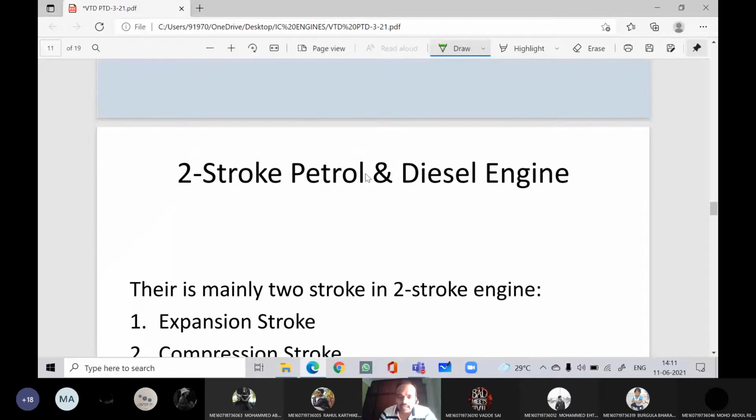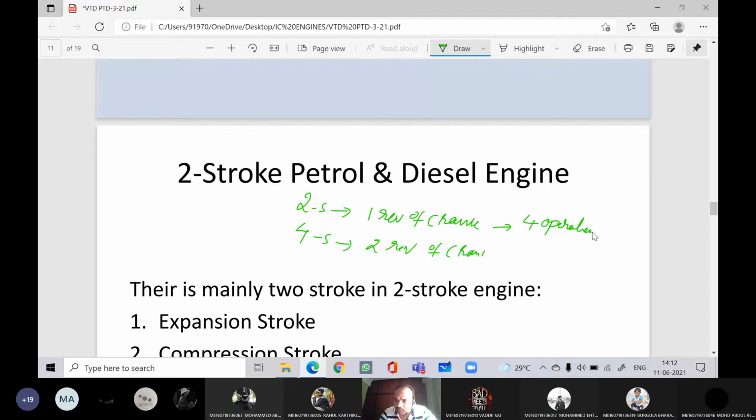You are aware of the main difference between two-stroke and four-stroke engine. In a two-stroke engine, the power stroke, that is the series of 4 operations, is completed in 1 revolution of the crank. The power is produced in 1 revolution of the crank, whereas in a four-stroke engine it is developed in 2 revolutions of the crank. Means in 1 revolution of the crank, 4 operations have to be performed. Here also, in 2 revolutions of the crank, 4 operations have to be performed.